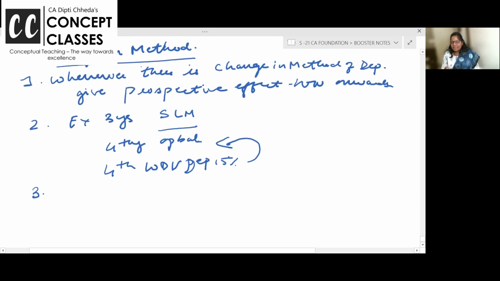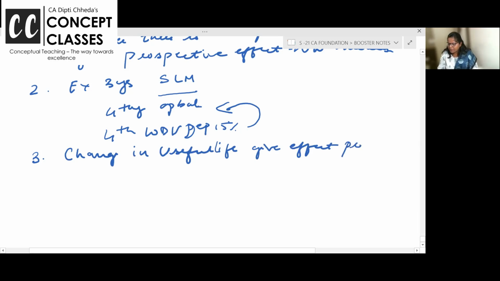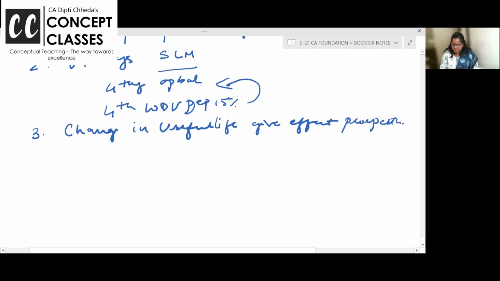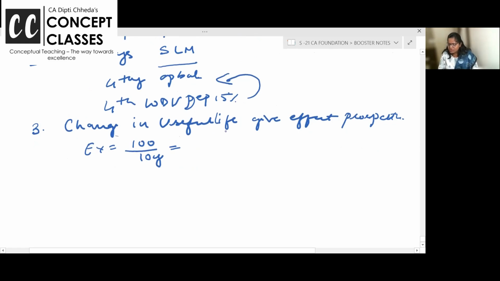और कुछ point लिखाऊं कि clear है change in method. Even write down this change in useful life. It's just saying that if that concept is also there, we can take it up. Change in useful life: give effect prospectively, now onwards. Example, 100 rupees asset, 10 years. Example लिखो, मेरे साथ लिखो. Change in useful life, give effect prospectively.